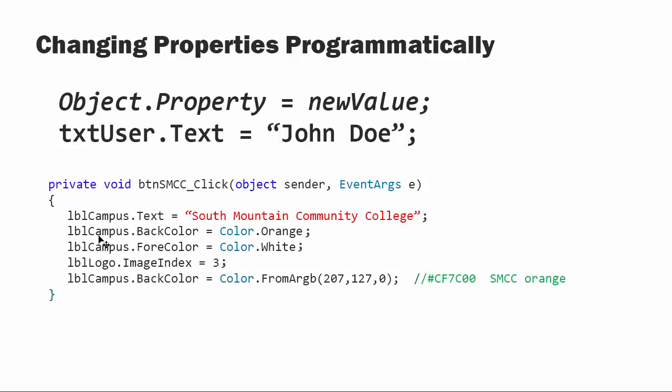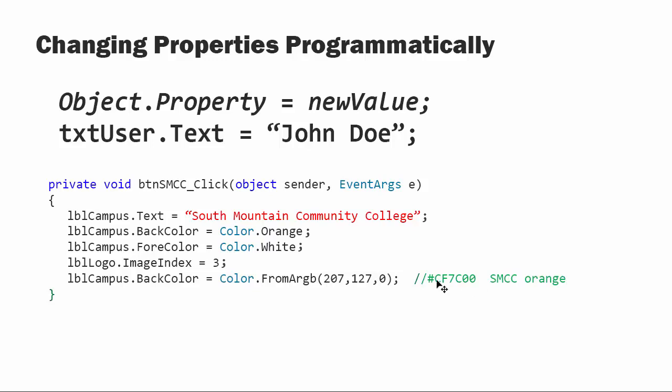So I'm going to change the statement lblCampus.BackColor equals Color.Orange because the South Mountain orange is a hexadecimal value of CF7C00, which is broken down into red, green, blue. And instead of specifying orange, I can instead use the statement lblCampus.BackColor equals Color.FromArgb. The A is the transparency value, and then the R is red, green, and blue. And here are my values for red, green, and blue.